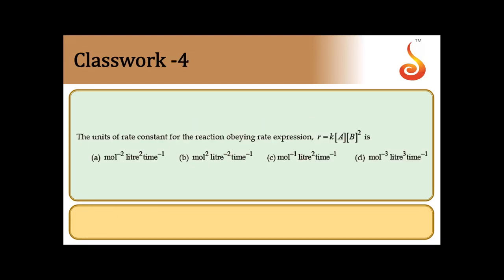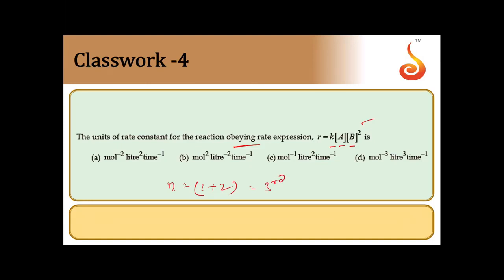Next one. The units of rate constant for a reaction obeying the rate expression rate equals k times [A] power 1 and [B] power 2. That implies the total order is 3. So the order n is equal to 1 plus 2, which comes out to 3. So we have a third order reaction.